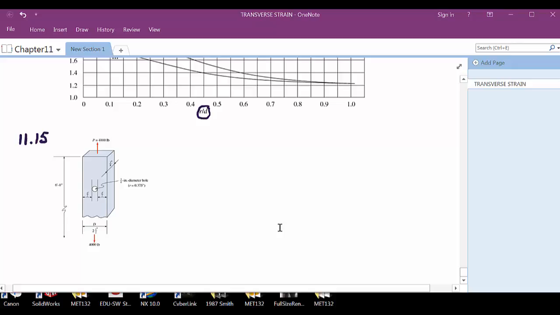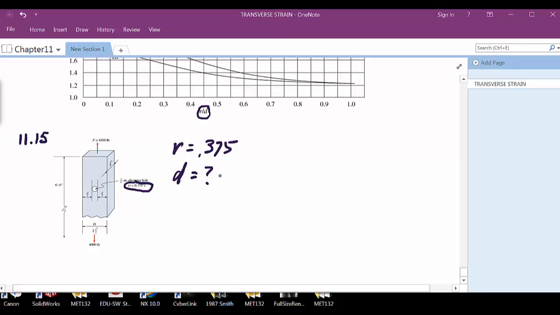Calculate the average stress in the plane of the reduced cross section and the maximum tensile stress immediately adjacent to the hole. All right? So it's a 3/4 inch diameter hole, and note here that they go ahead and do for you that R equals 0.375. And we need to know what D is, don't we? Because it's R divided by D. We have to find that first, and then we can look for the K value.